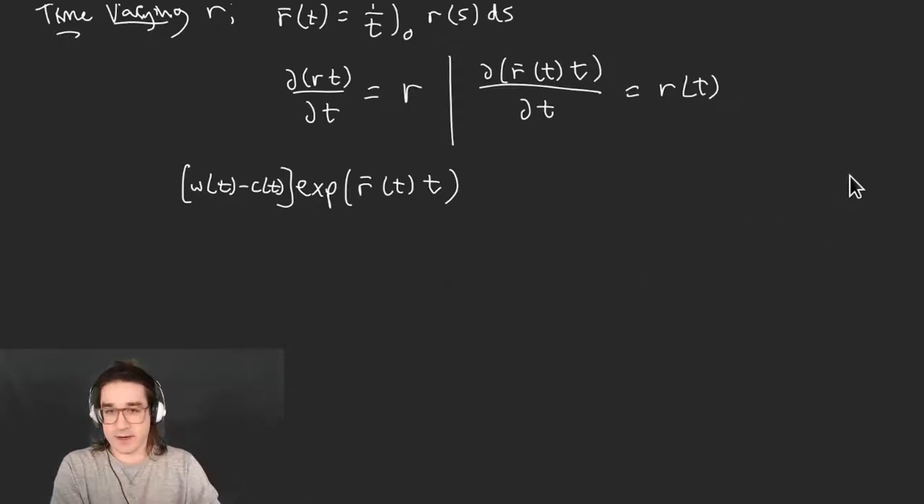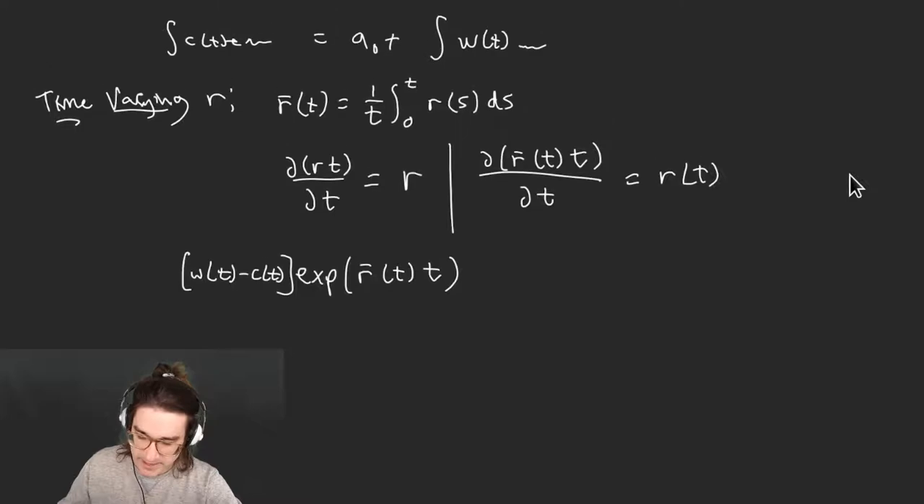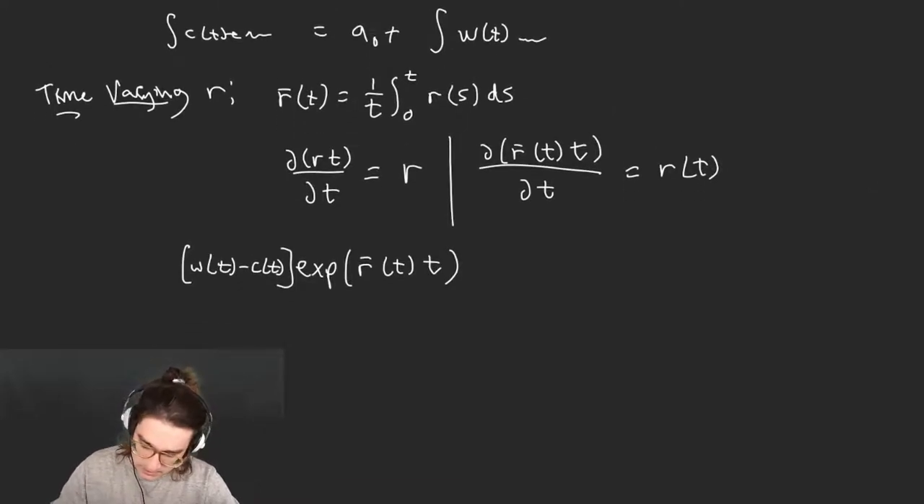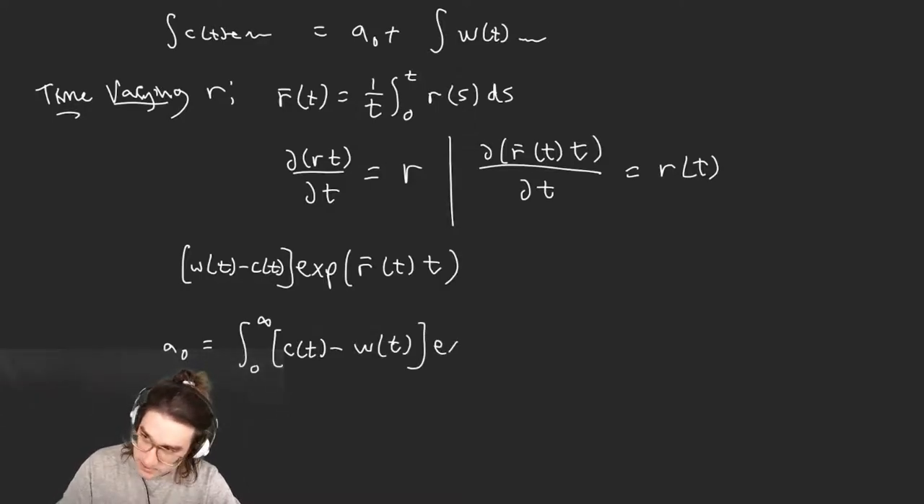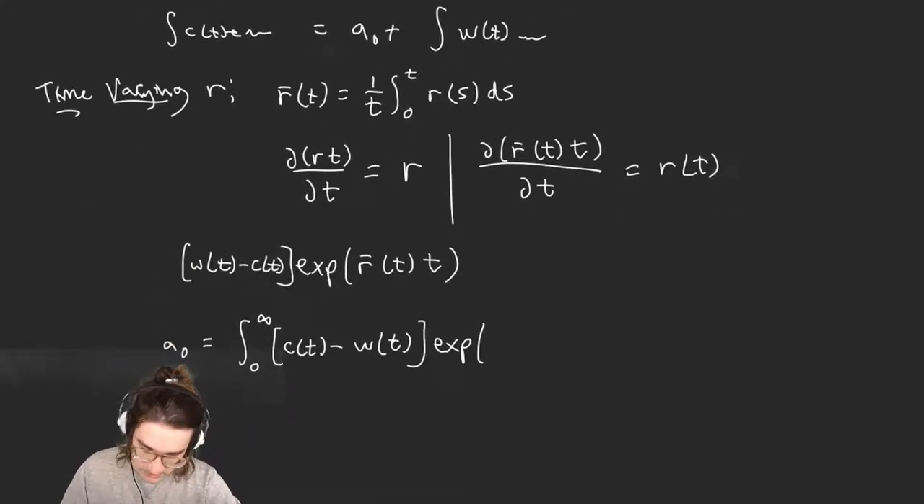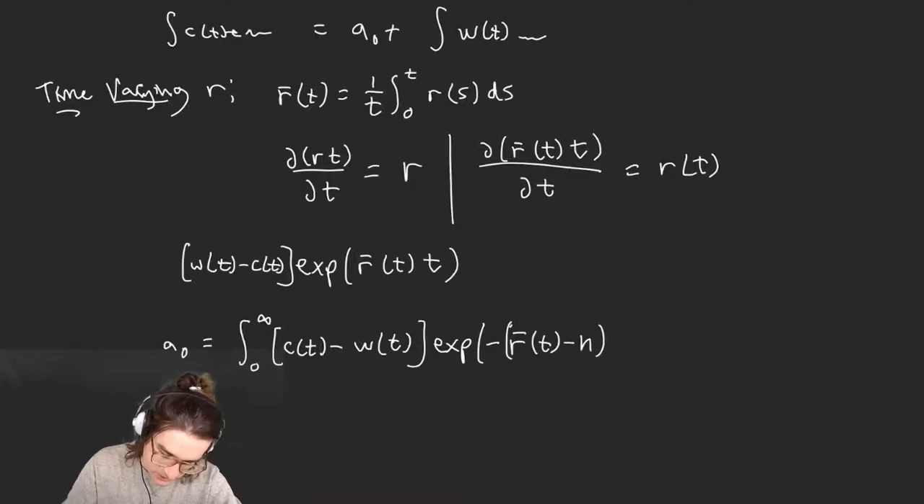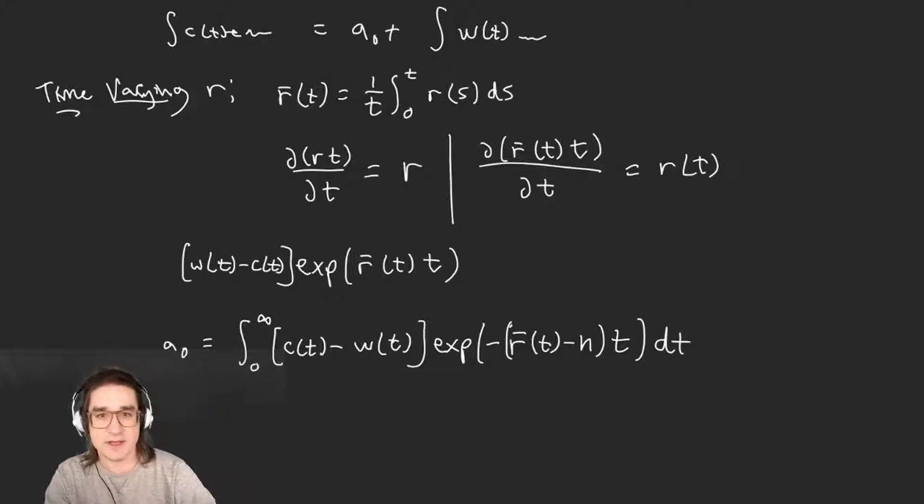All right, so that's time varying r. I'm arguing that you can basically solve it with clever notation, and it'll give you a very similar looking answer. The final answer that you get, which is what I have in the notes, is the integral from zero to infinity of c of t, w of t, and then you have e to the minus r bar of t. Let's throw in n just to get it actually correct. If you use the r bar trick, you're just going to get that r bar, and I threw in the n just for good measure.